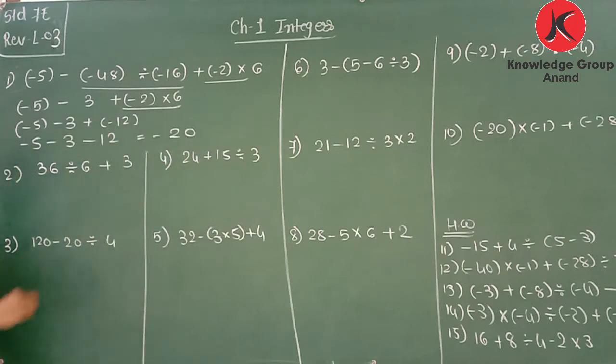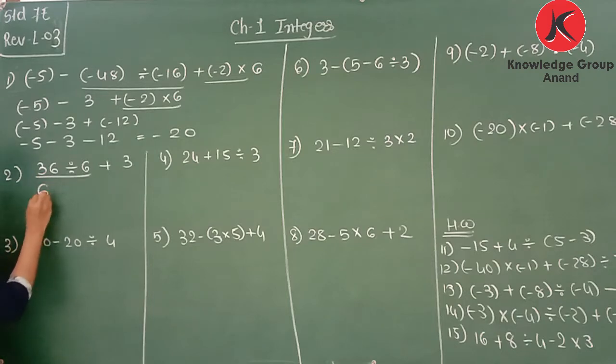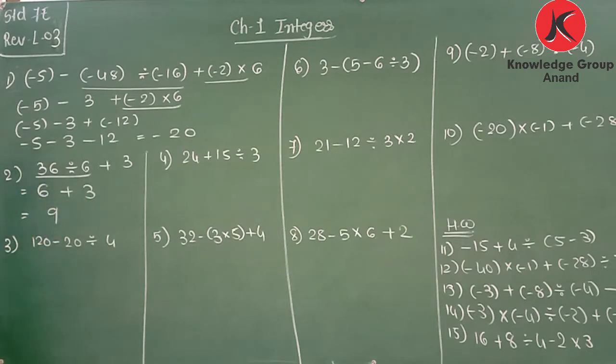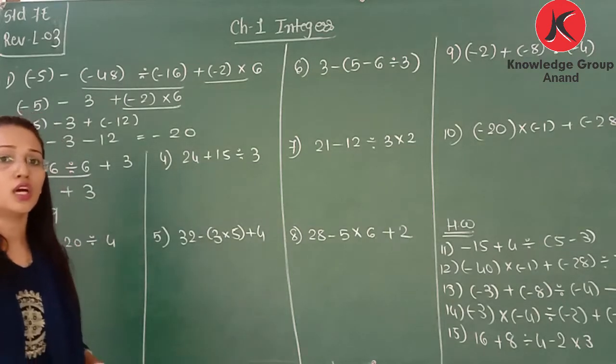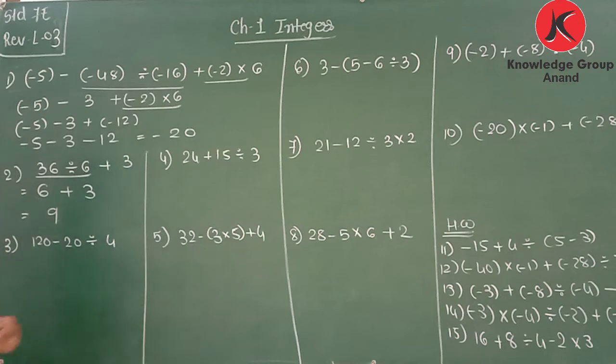Now next, 36 divide 6. That is 6 plus 3. 6 plus 3 is 9. So this is our answer. Whenever there is a division, first perform the division. After division there is a multiplication. After multiplication perform the addition, and at the last perform the subtraction.